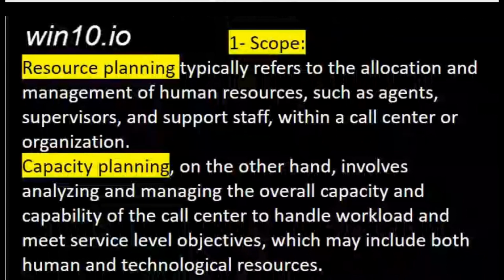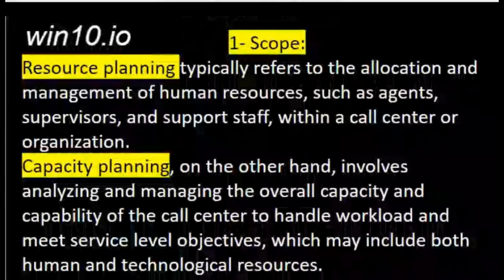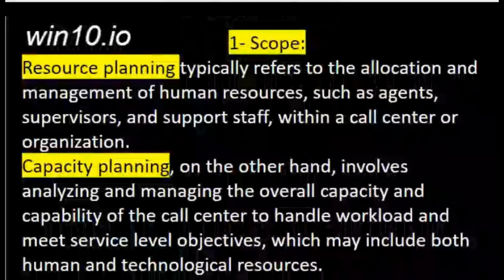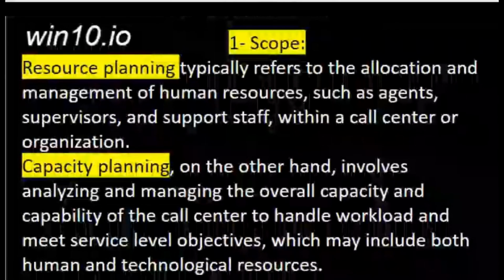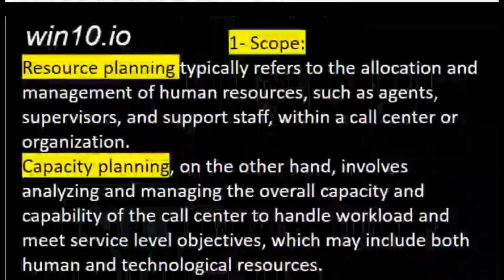On the other hand, capacity planning involves analyzing and managing the overall capacity and capability of the call center to handle workload and meet service level objectives, which may include both human and technological resources. So capacity planning basically measures the service level target, average speed of answer, and the other KPIs that have been set by the client between the call center and the client. That way, they have to make sure that they have the right number of resources to meet the service level. Technology and infrastructure should all be very well kept to meet all these things.